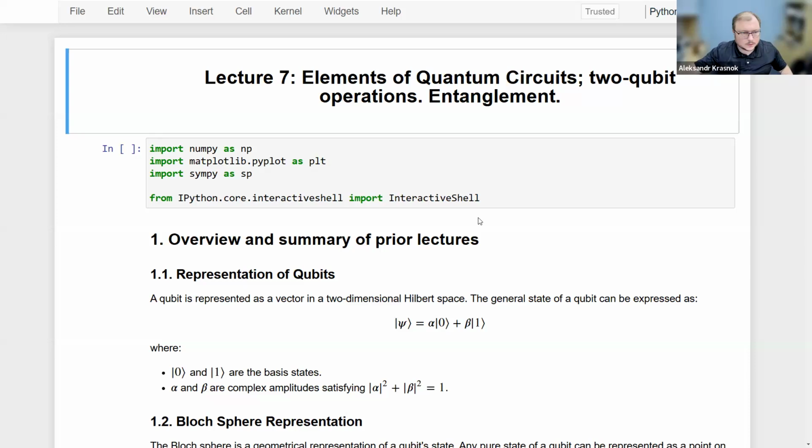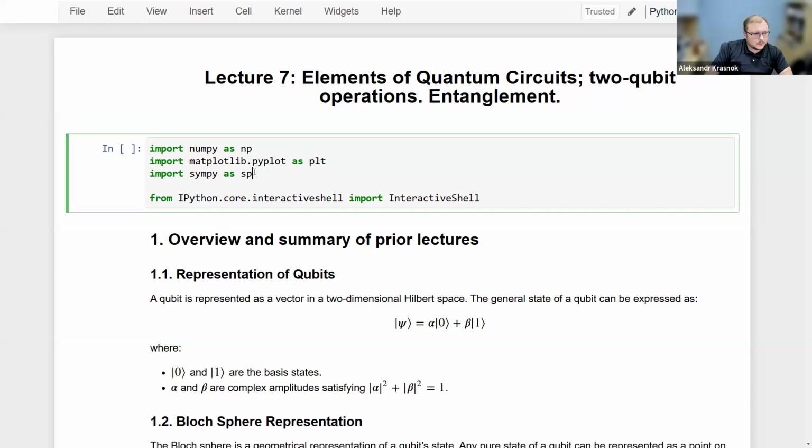Hello, everyone. Welcome to our next lecture on quantum computing. And today we will be discussing two-qubit operations and the last part of our recipe for quantum computation, which is called entanglement. All right. So today we will learn how we create entanglement state of several qubits.